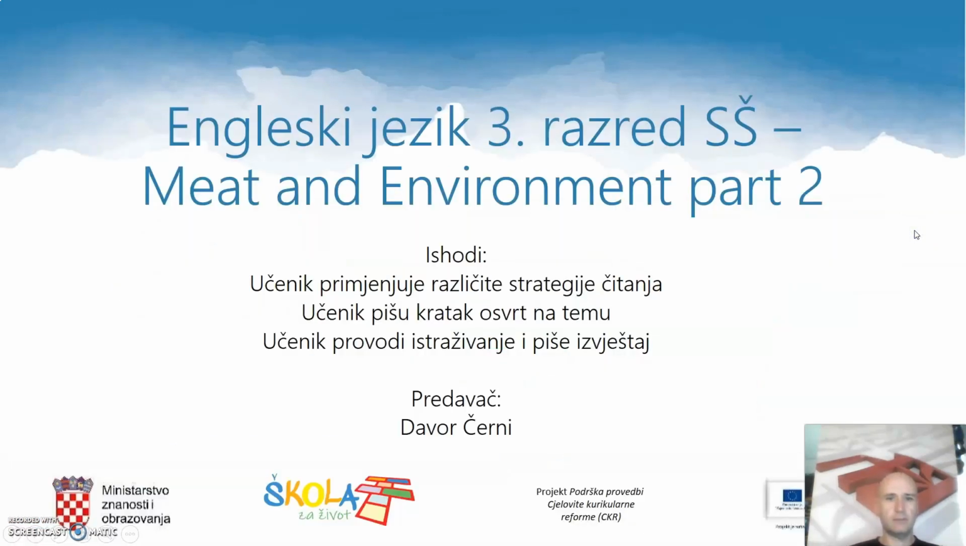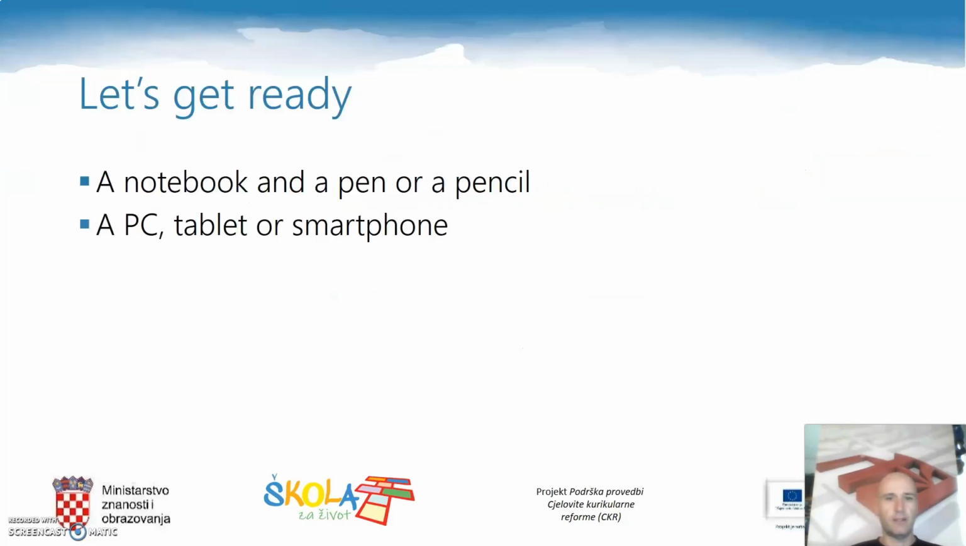This is an English lesson for third grade high school students. It's called Meet and Environment, and this is the second part of the lesson. So, let's get ready: a notebook and a pen or a pencil, or you can use your PC, tablet, or smartphone.